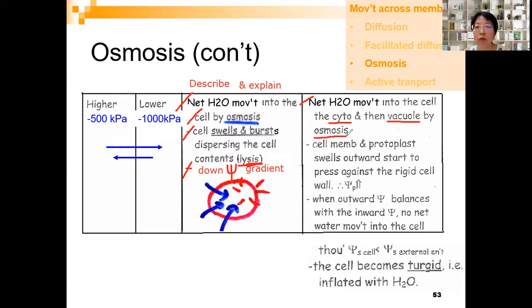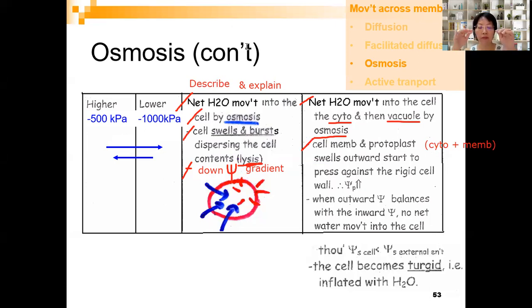Okay, eventually it will move into the vacuole because the vacuole has got mineral ions and glucose, sugar. So there will actually be a lower water potential inside there. So water will tend to go into the vacuole, all right? So the cell membrane and the protoplast swells outward. Now remember, protoplast is the living part of the cell, which includes cytoplasm and the membrane. So it will swell outwards and start to press against the rigid wall.